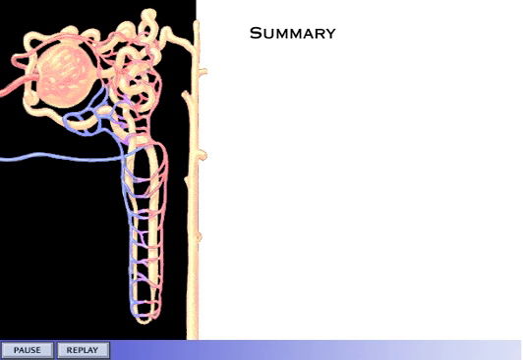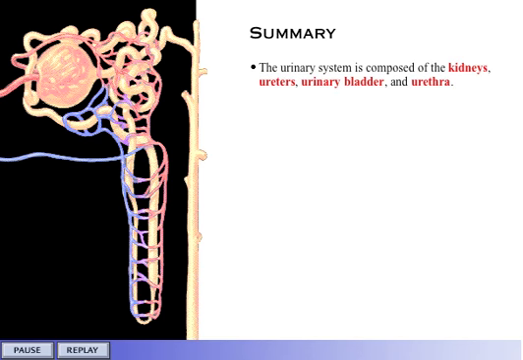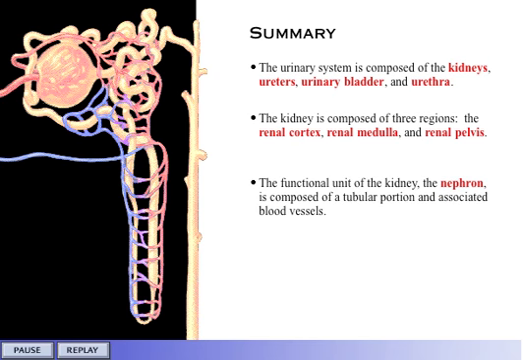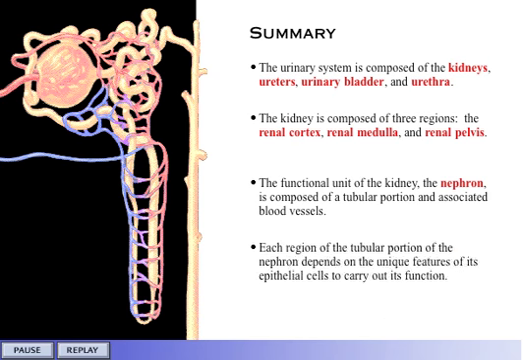Here's a summary of what we've covered. The urinary system is composed of the kidneys, ureters, urinary bladder, and urethra. The kidney is composed of three regions: the renal cortex, medulla, and pelvis. The functional unit of the kidney, the nephron, is composed of a tubular portion and associated blood vessels. Each region of the tubular portion of the nephron depends on the unique features of its epithelial cells to carry out its function.